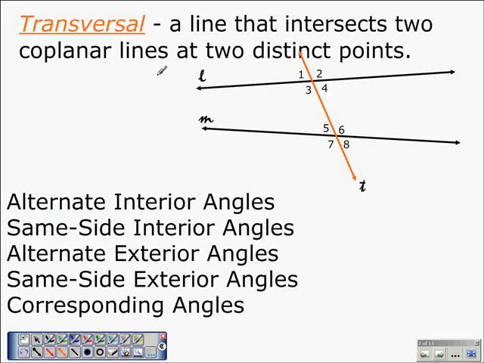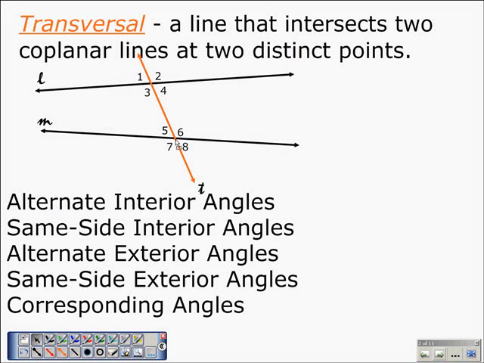A transversal is a line that intersects two coplanar lines at two distinct points. Here we have line L and line M, and the transversal is line T. Now, to identify these, you really just need to break down the names of these special pairs of angles.